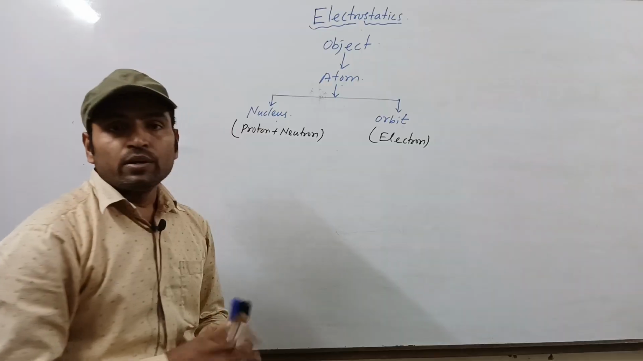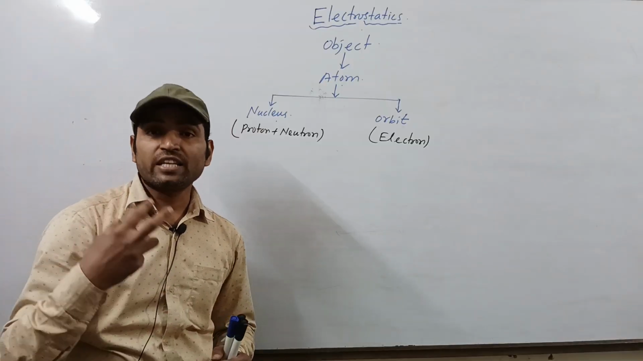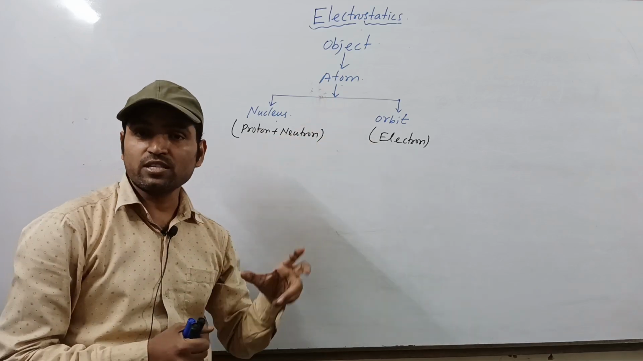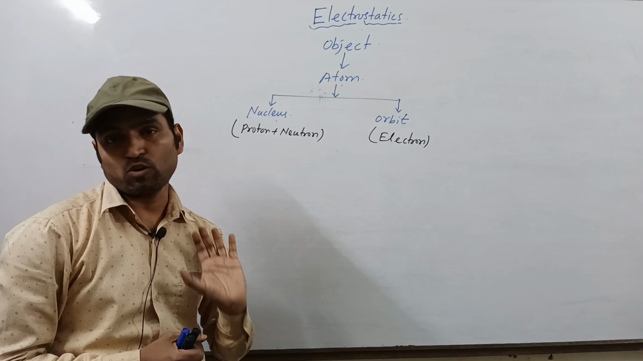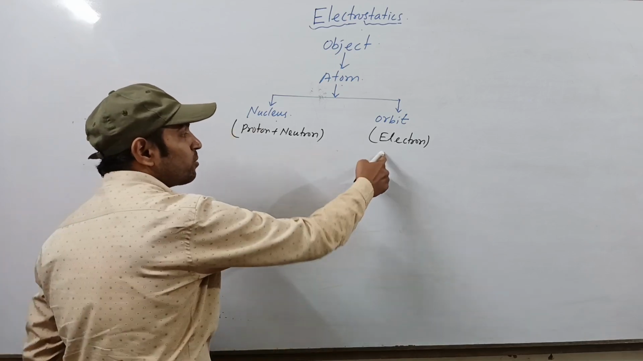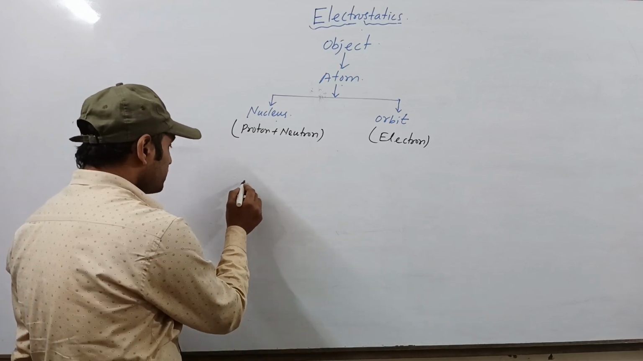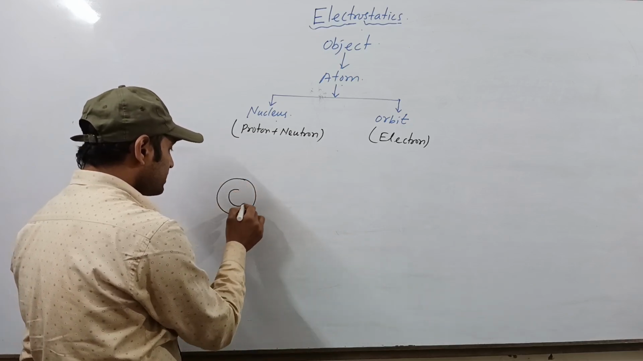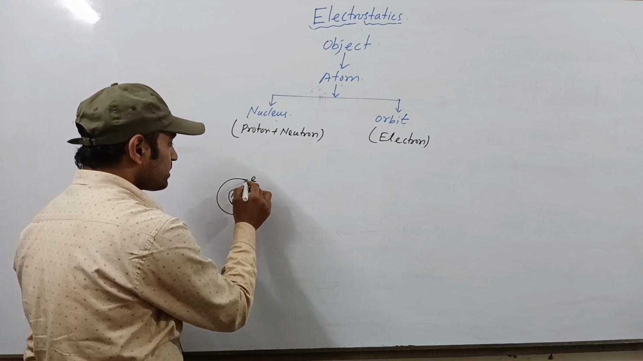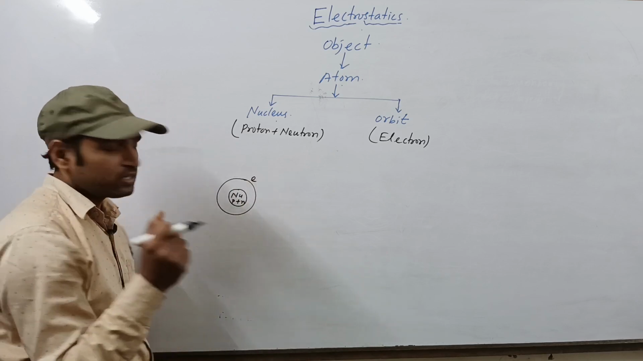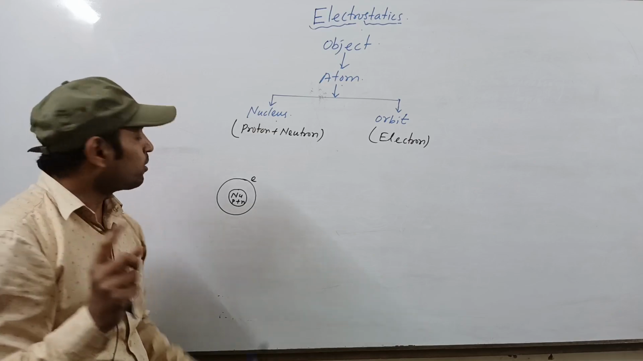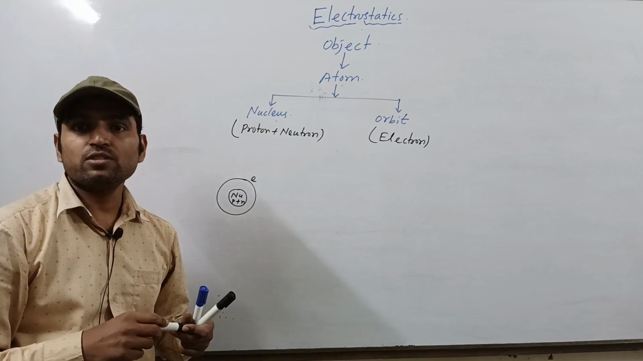Understand? Now we shall study how charge arises on an object. An object is made of atoms, and atoms consist of two parts, the nucleus and the orbit. Inside the nucleus, protons and neutrons are present, and in the orbit electrons are revolving. Suppose this is an atom and this is the center core, called the nucleus, where protons and neutrons are present, and this is an electron orbiting around the nucleus. The proton has positive charge and neutrons are neutral.